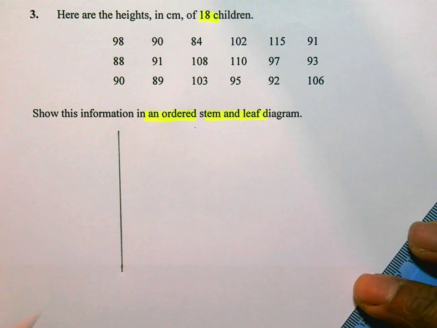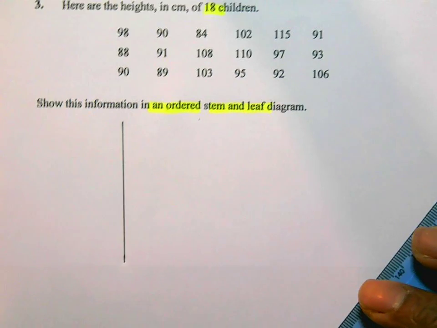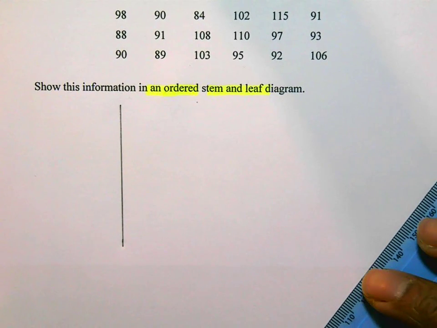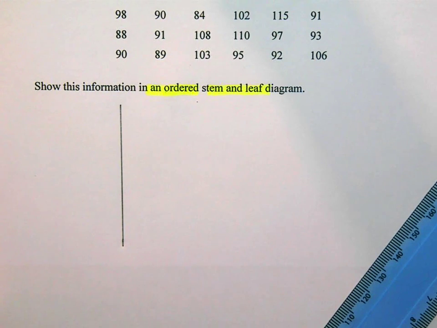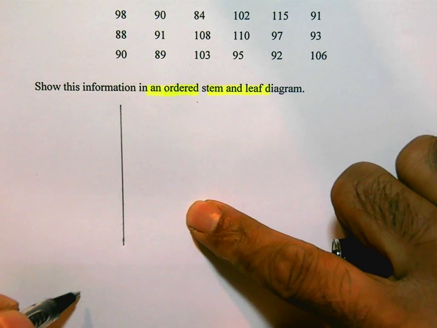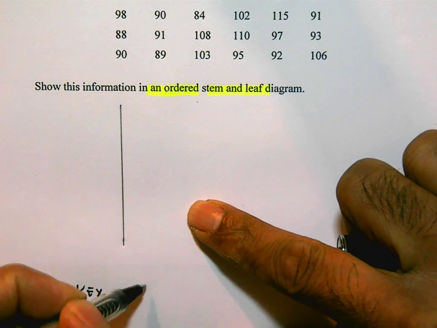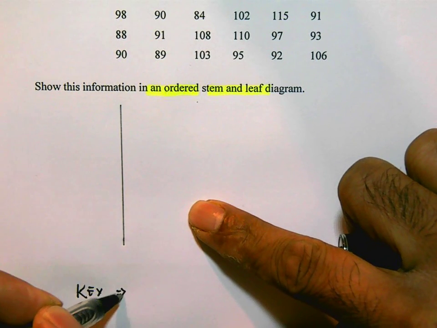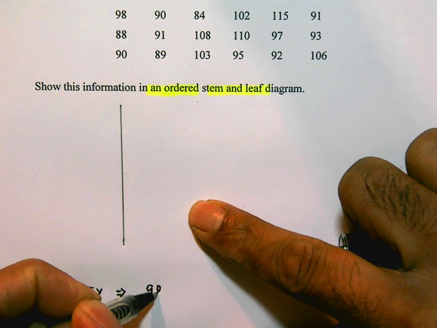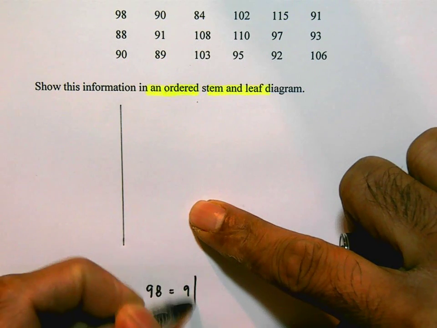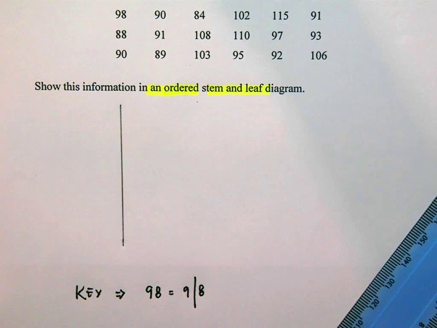All right, so looking at this, I'm going to first produce a key. I'll put the key towards the bottom end of this so I could use it for both. I'm going to write key, and the key is such that the first number, I'm going to pick 98, is equal to 9|8. Okay, so the tens are in the stem, the units are in the leaves part.